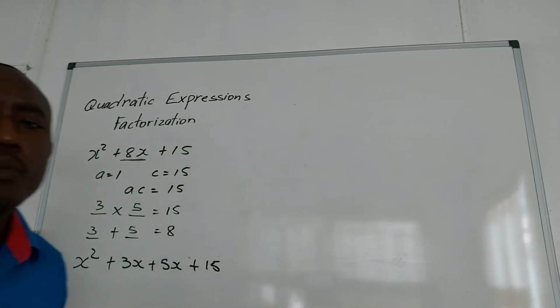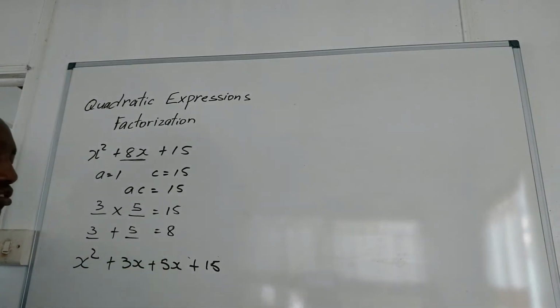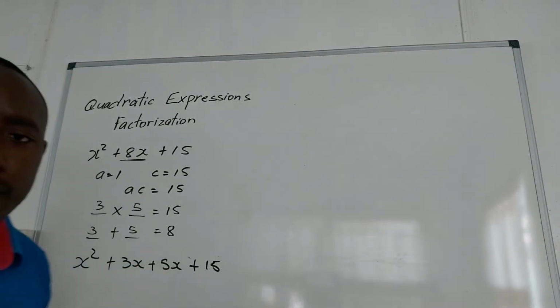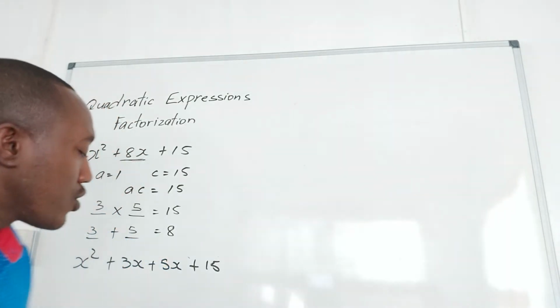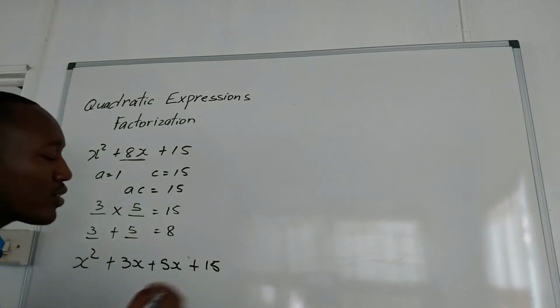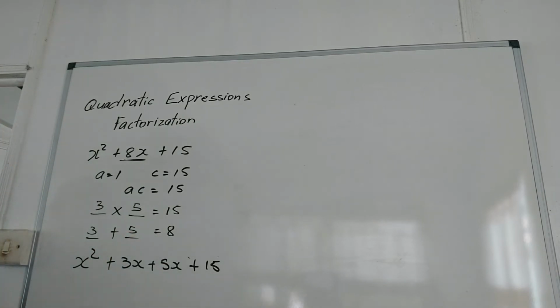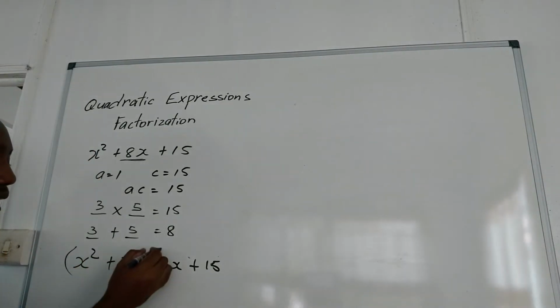I know some of you are thinking, what if I put the 5x here and the 3x there? No problem. Eventually, we will have the same answer. Our fourth step says to factorize completely. We will group and factorize completely here and here.